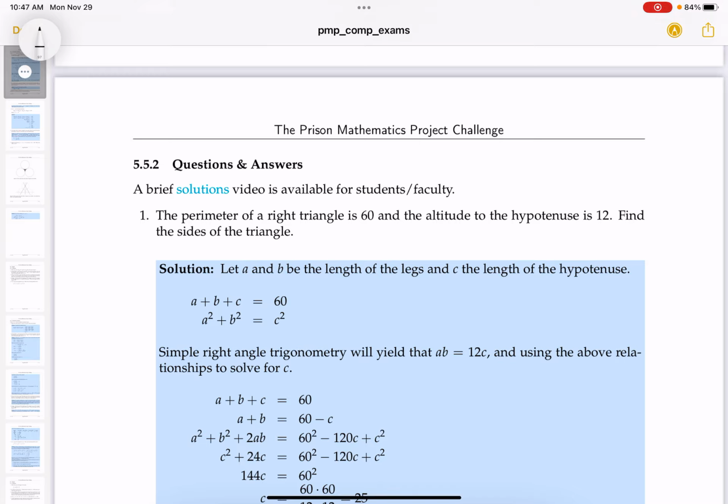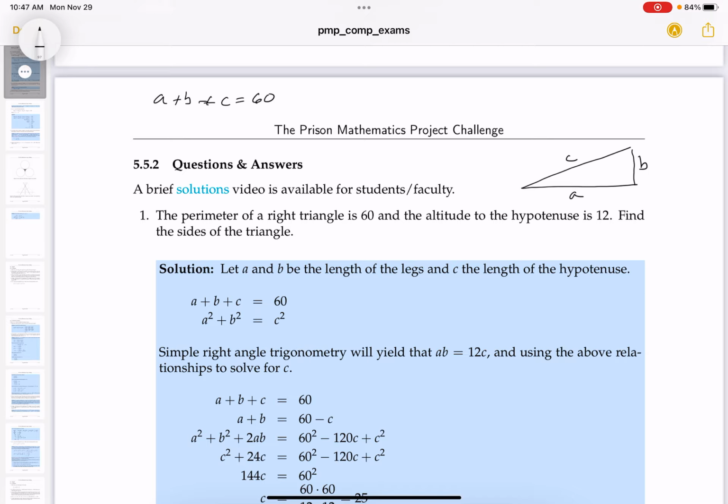What I would do here is I would definitely draw a picture of a right triangle. And the right triangle might look something like this over here. And what I would probably say is I just label the sides as A, kind of traditionally A, B, and C. And given that I know that A plus B plus C is equal to 60. But they also told me the altitude of the hypotenuse is 12.